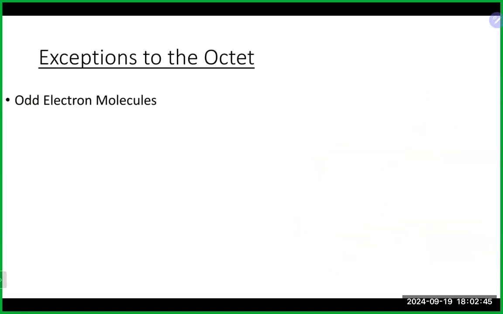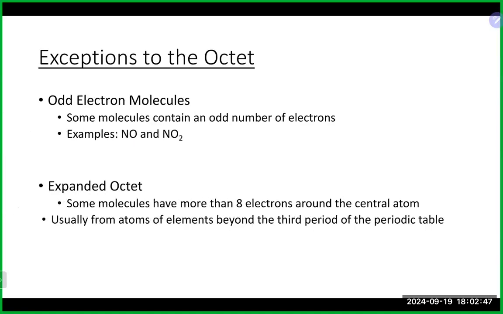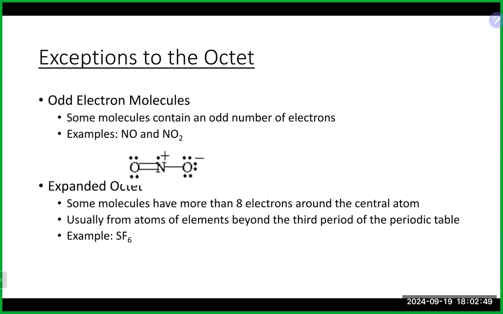Now, another important exception, or a couple of important exceptions, is these couple here. The next one's an odd electron molecule. These are guys that when you add up the total number of valence electrons, you get an odd number. Because you get an odd number, that means we're going to have some unpaired electrons. In the case of NO and NO2, that is what happens. You get these unpaired electrons.